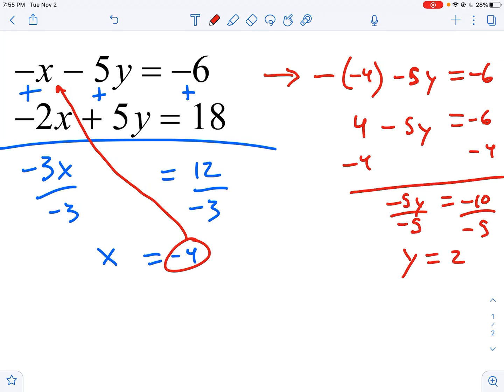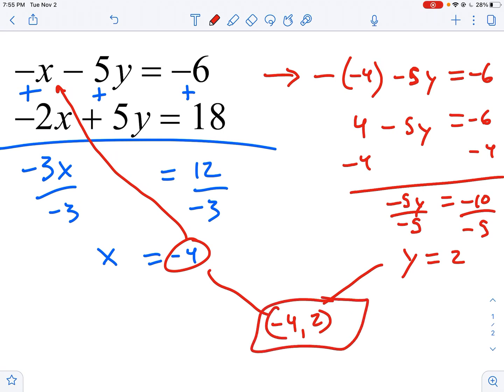Awesome. We got our two variables. We got x is negative 4, y is 2. We're still not done, though. We had to put these together as a point, and it makes the point negative 4, 2. Ta-da! We got it. Awesome. So there's our second example.